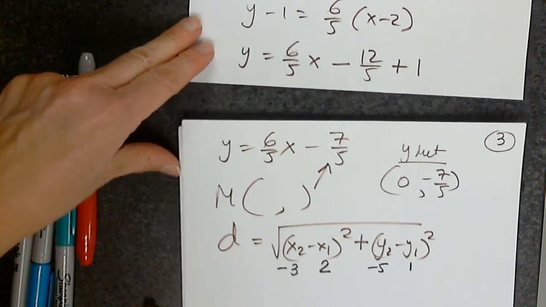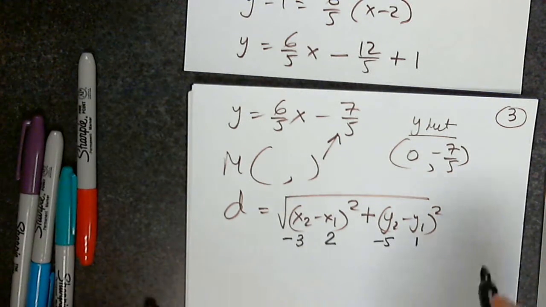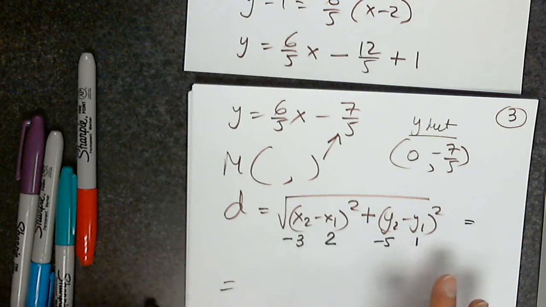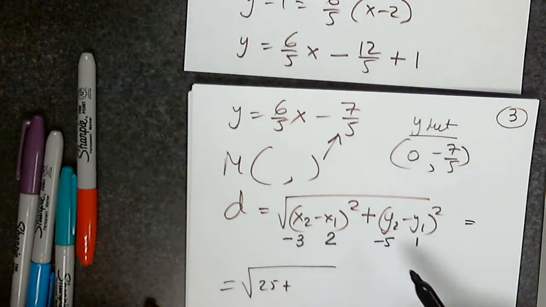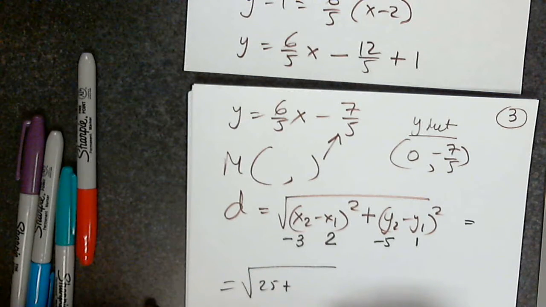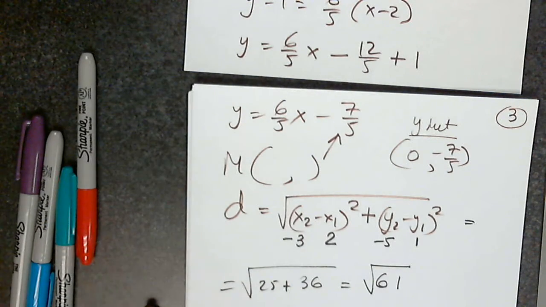How much is -3 minus 2? How much is -5 squared? Remember, there are no negatives in here under the square root. Yes, square root of 25 plus. How much is -5 minus 1? -6 squared. 36. So then this is the square root of 61. Done.